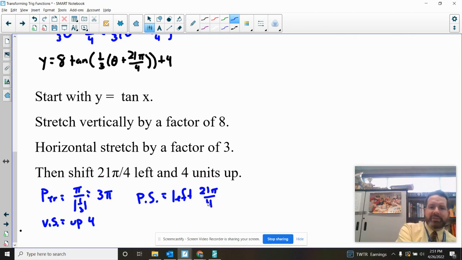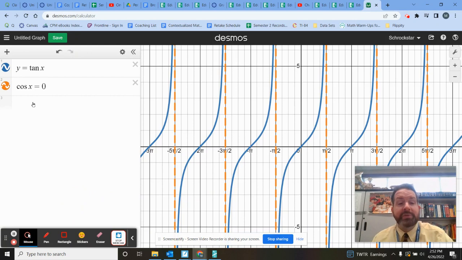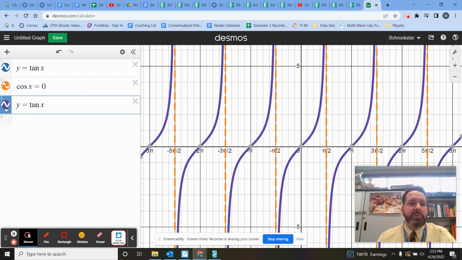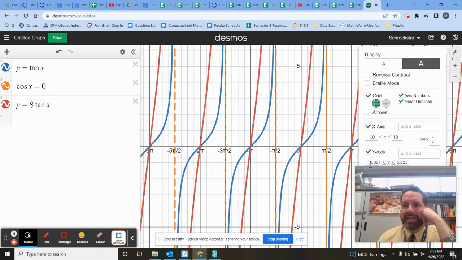Now, just so we can see the journey, let's see how this all plays out when we do, in fact, transform our tangent graph. So I'm going to leave the blue and the orange up there, and we're going to now graph our transformation. So starting with y equals tangent x, we're going to stretch it vertically by a factor of 8. And this is going to make it look almost like a straight line. To see what's going on, I'm going to change our viewing window so we see higher and lower.